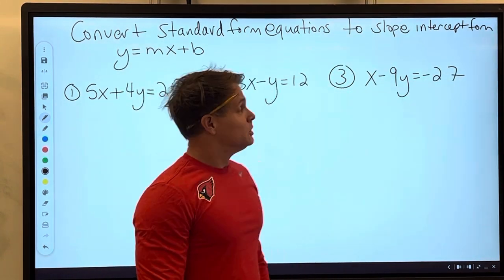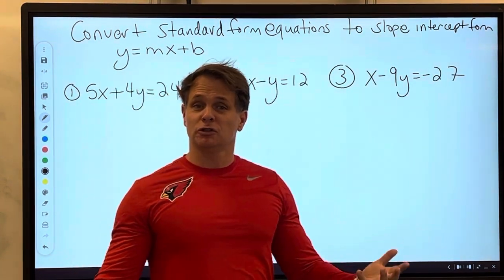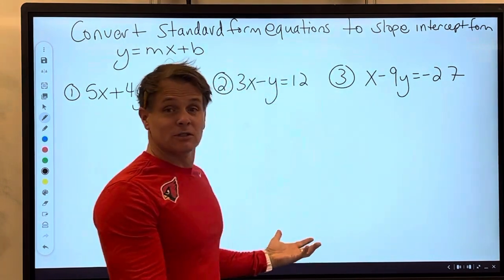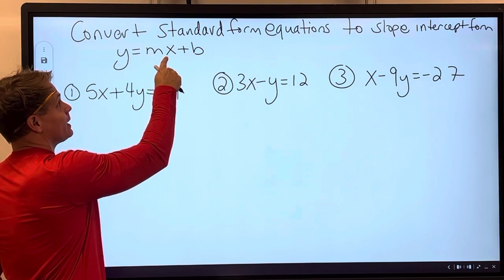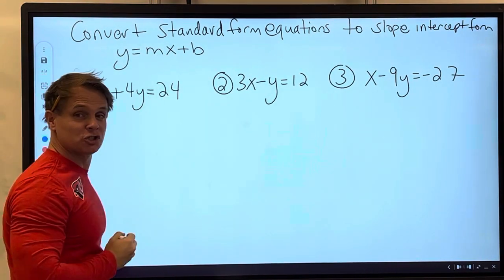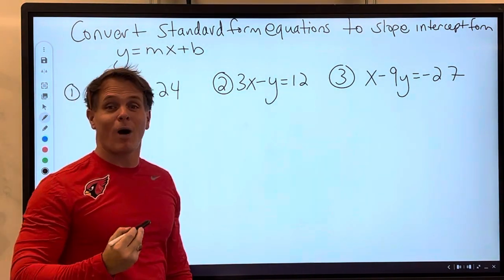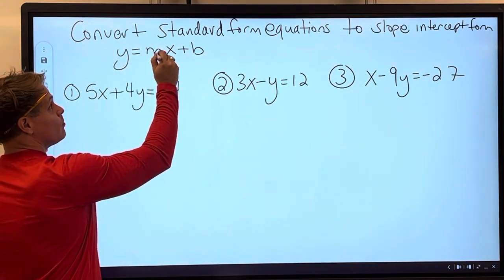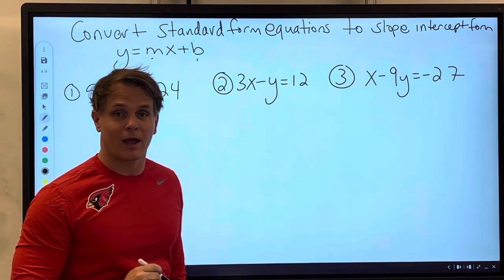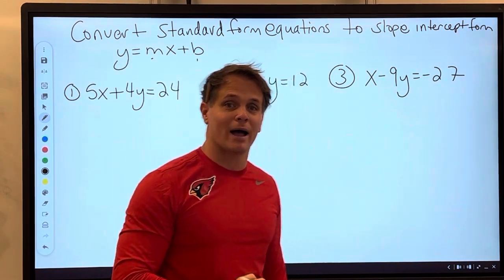Today what we're going to talk about is converting standard form equations into slope-intercept form. First of all, let's review for just a minute what slope-intercept form is. Slope-intercept form is y equals mx plus b, where m is the slope and b is the y-intercept. I like to tell everybody, when we look at it, it's slope-intercept form. Okay, m is slope, b is y-intercept.